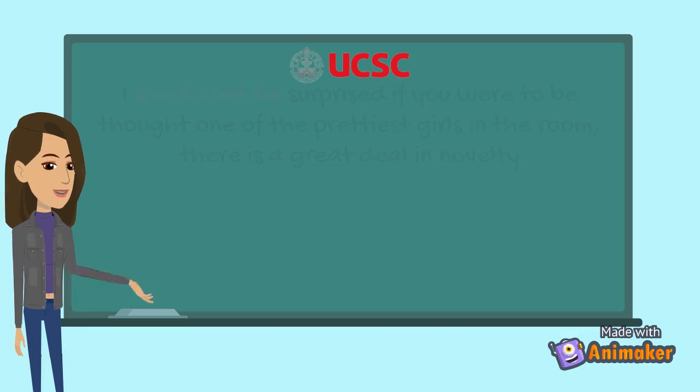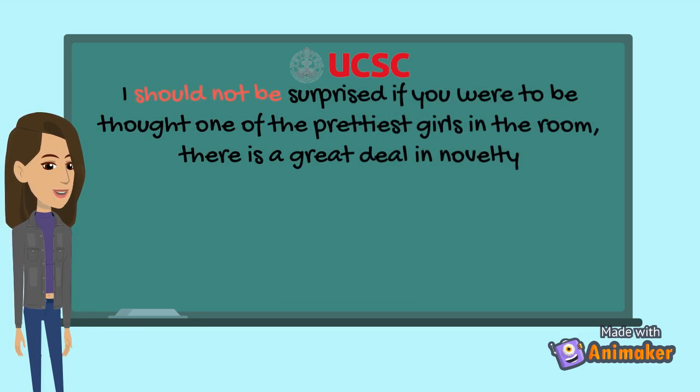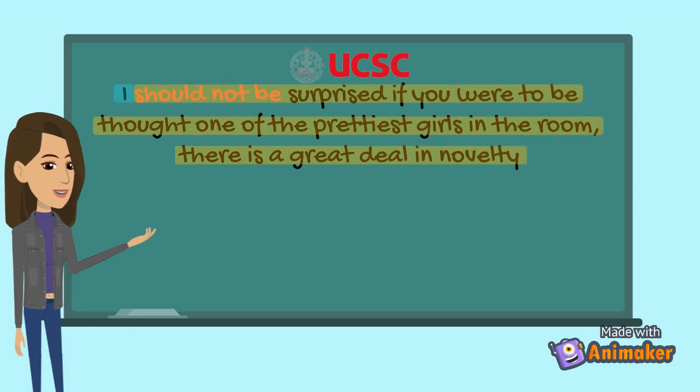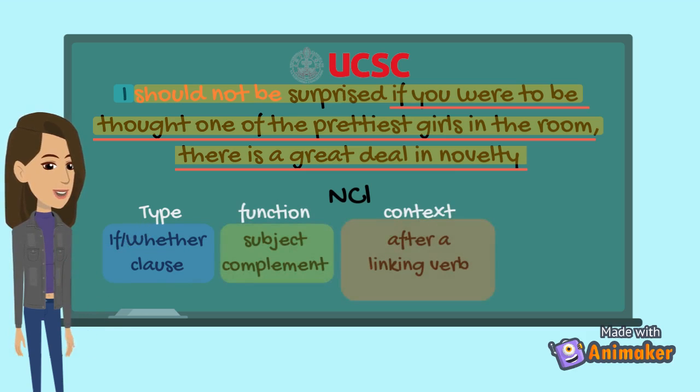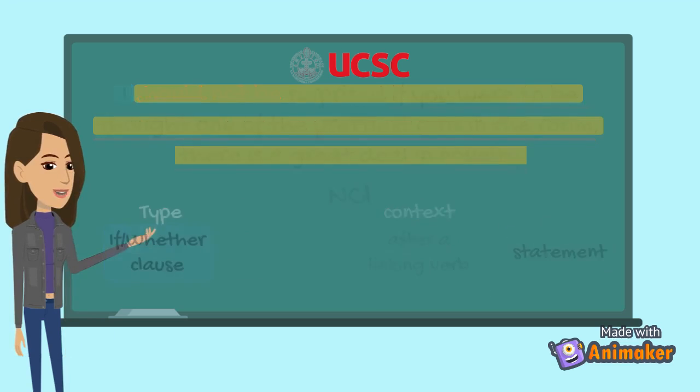As we have said before, the first thing to do is to identify the subject and the predicate, and then find the main verb in the sentence. In this case, the main conjugated verb is should not be, which is a linking verb. The subordinate clause starts with if, a subordinating conjunction. So this sentence is an if-whether clause. After a linking verb comes a subject complement, so that is the function of the sentence. Finally, in this case, the sentence use is statement.